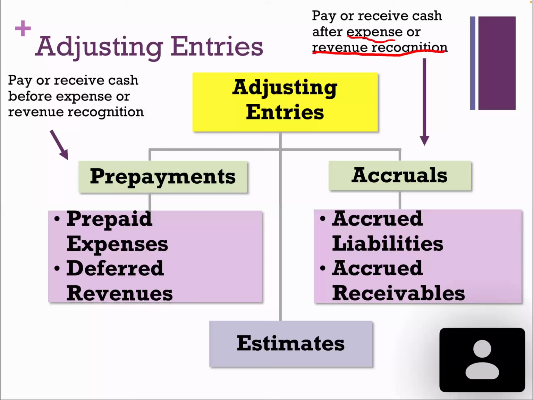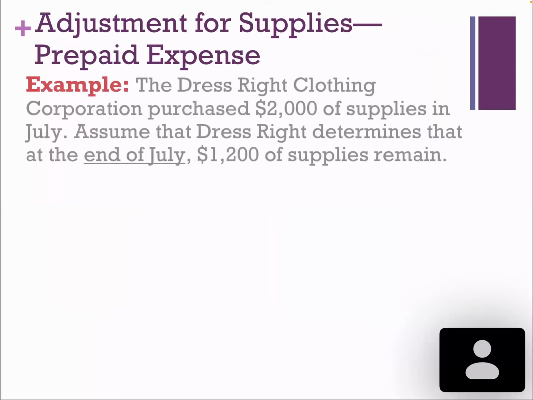Okay. And then you also have estimates too. Estimates are for things like depreciation or amortization. So this is where the rubber really meets the road. Make sure you can do these. They're worth a lot on the test, and you have to be able to do the journal entries.